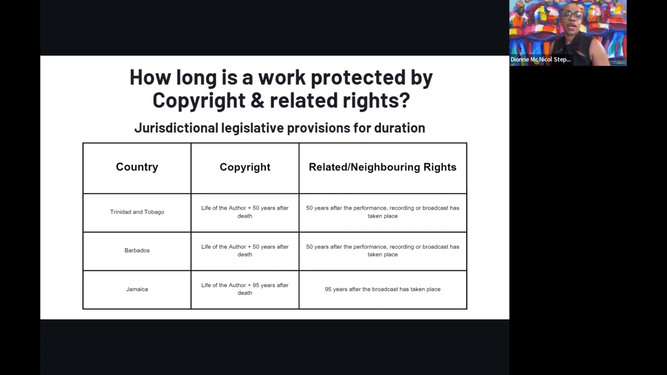Once the rights have expired, then a work is said to be in the public domain. So in Jamaica, copyright lasts for the life of the author plus 95 years after death. And in relation to related and neighboring rights, it is 95 years after the broadcast has taken place, right?